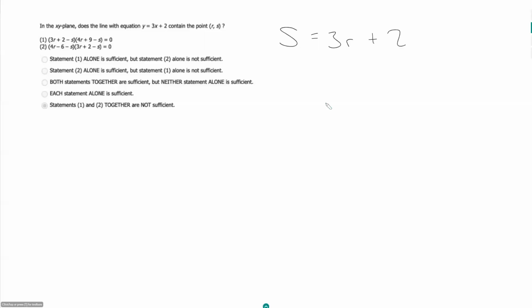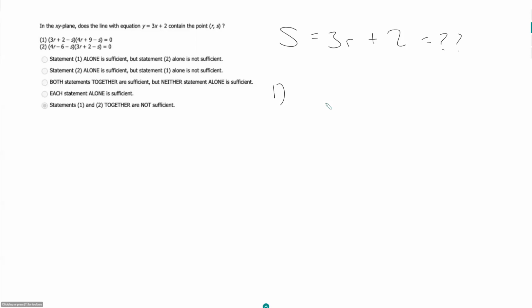plus 2? This is our question. So let's look at our statements. It looks like we got these crazy looking factored quadratic type equations. And so don't freak out necessarily. Even though it might seem like a coordinate geometry question, we don't need to know what these graphs look like or anything like that. We just need to keep in mind what our question is asking.